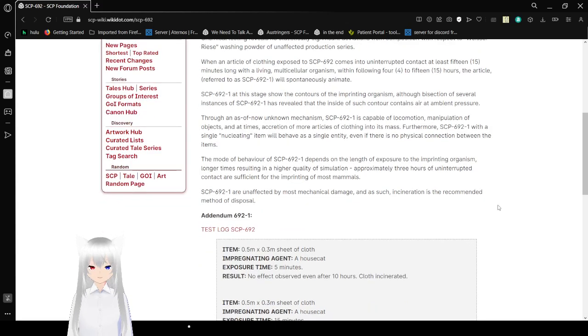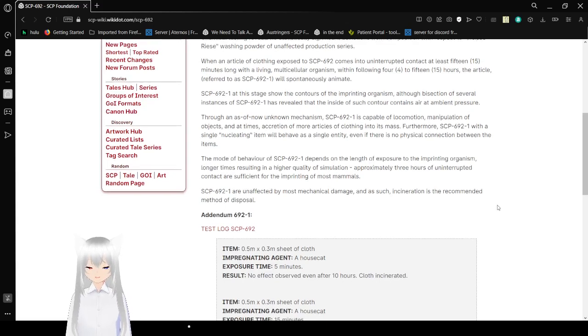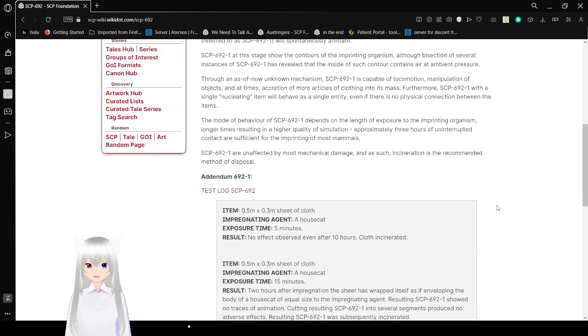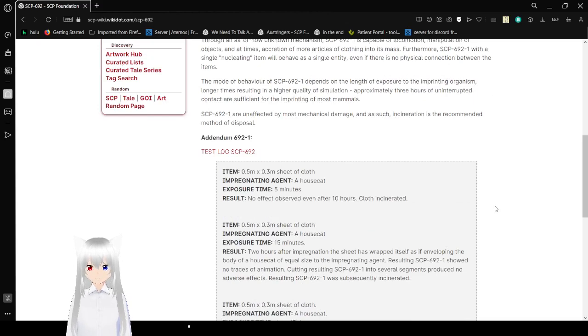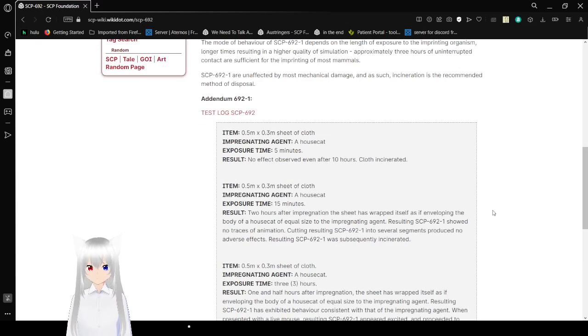Through an unknown mechanism, SCP-692-1 is capable of locomotion, manipulation of objects, and at times, accretion of more articles of clothing into its mass. Furthermore, SCP-692-1 with a single nucleating item will behave as a single entity, even if there is no physical connection between the items. The mode of behavior of SCP-692-1 depends on the length of exposure to the imprinting organism, longer times resulting in a higher quality of imitation. Approximately 3 hours of uninterrupted contact are sufficient for the imprinting of most mammals. SCP-692-1 are unaffected by most mechanical damage, and as such, incineration is a recommended method of disposal.